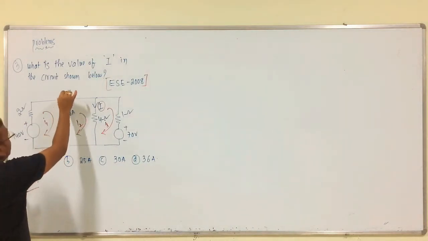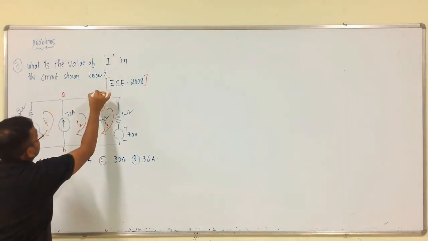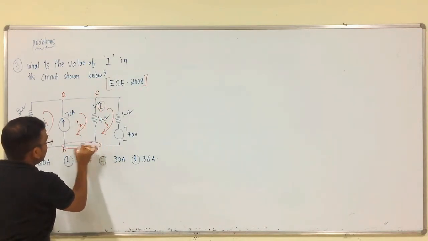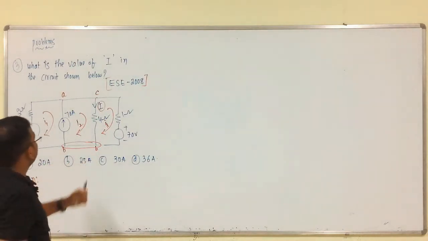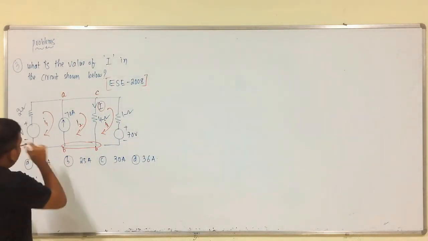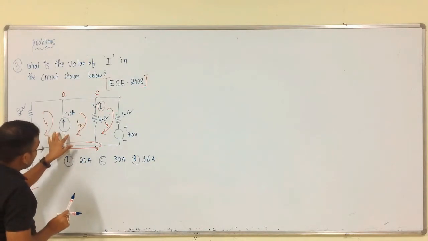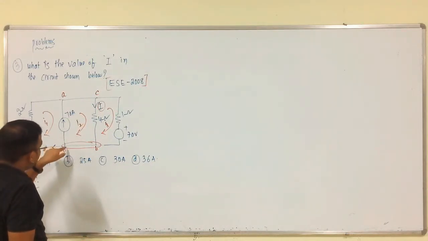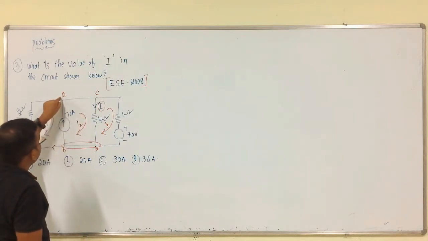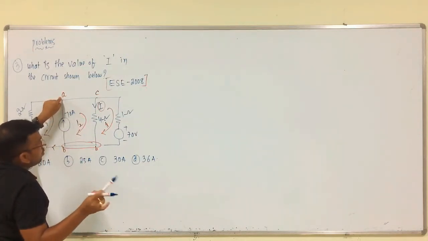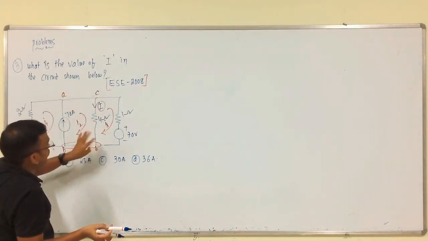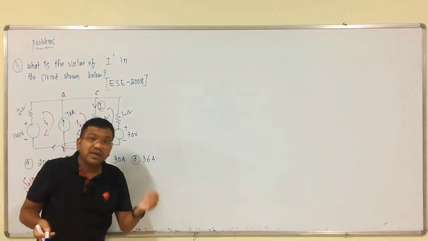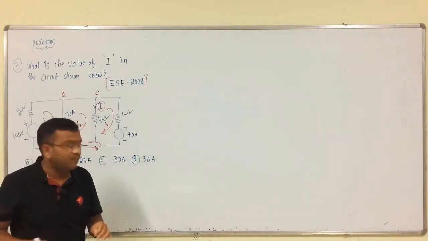So, this is node A, this is node B, this is C. This is also node B, a single node. At this node B, the current source is present between loop 1 and loop 2. Therefore, only at this node we have to apply KCL. There is no need of applying KCL at these 2 nodes. We only apply KCL where we have a current source.